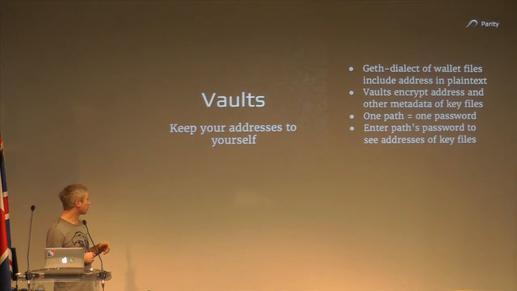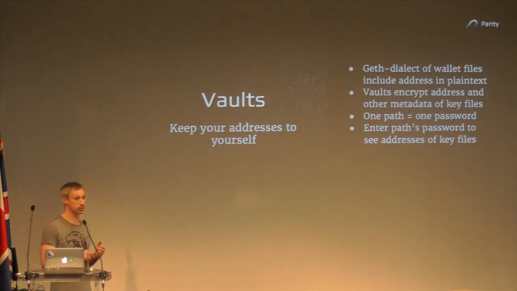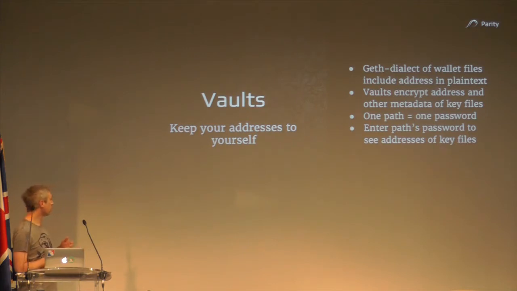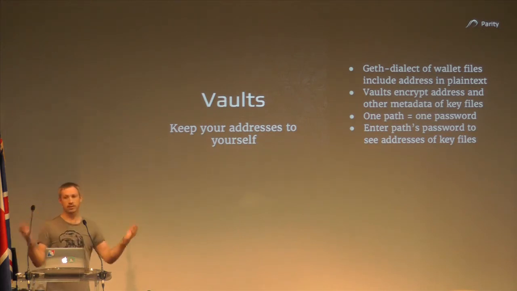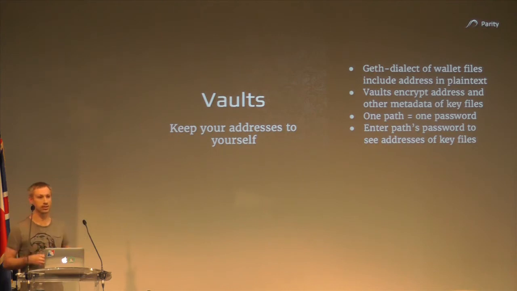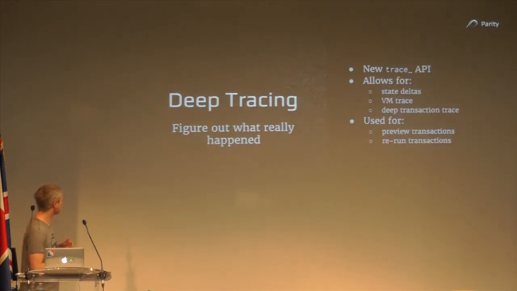We now encrypt the metadata, so the address and any other information concerning the account. There's one password to decrypt it per directory, so basically all your wallet files in the same directory are encrypted the same, and the metadata itself is encrypted with the same password. And you can have different paths, so you can have different vaults, as they're called. You might have one with a stronger password for accounts that you rarely use. It works quite nicely. I'll show you the UI in a second.